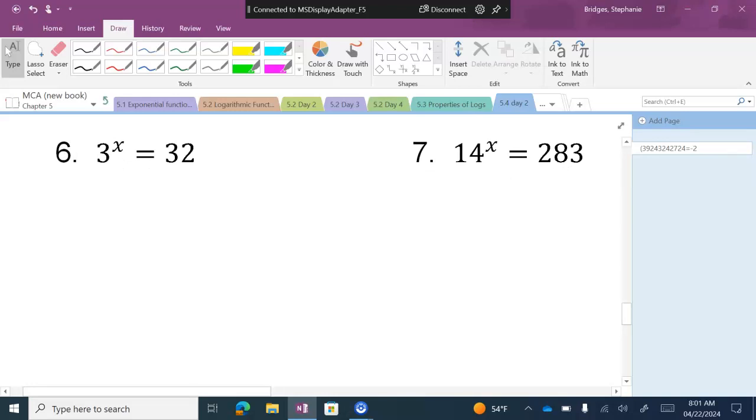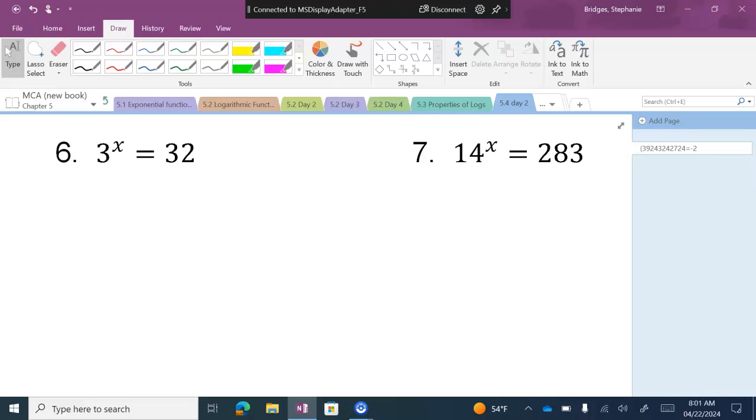These actually can be done a few different ways. I'm just going to show you the way that I think is the easiest, that leaves the least room for error. So we have 3 to the x power equals 32. How do I know I need to use this method? Because 32 is not a power of 3.